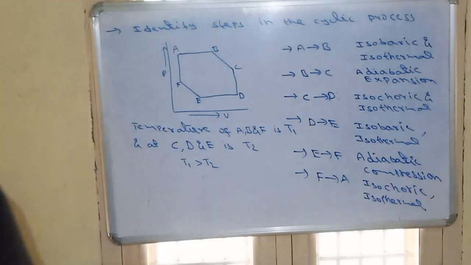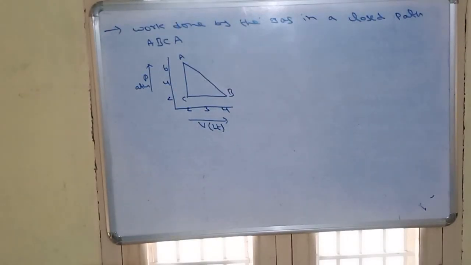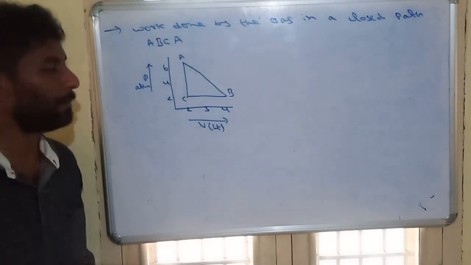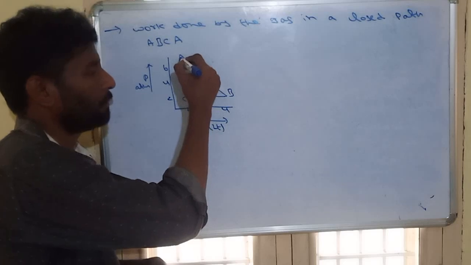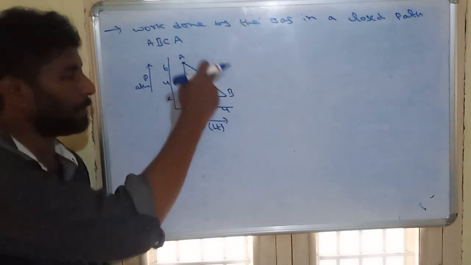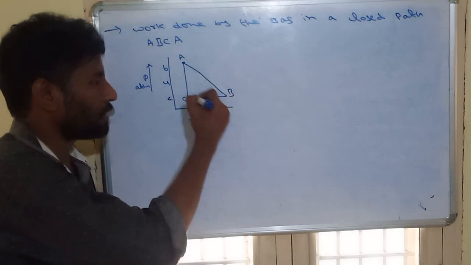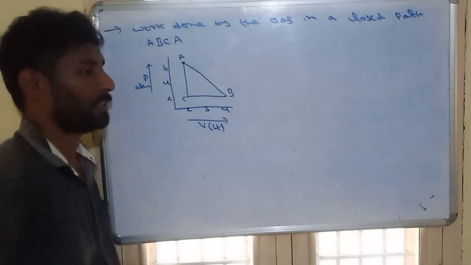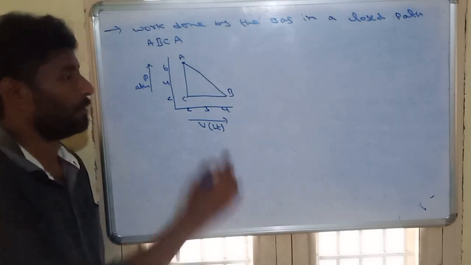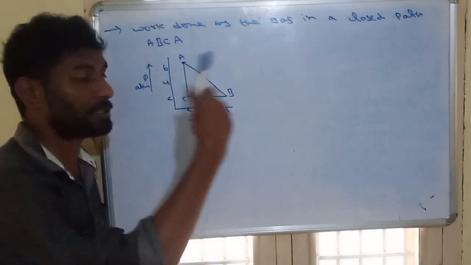See another example. The question: work done by the gas in a closed path of ABCA. The system is transferring from A to B, B to C, C to A. So it is a cyclic process. The system is returning to its original state. Whenever it is returning to its original state, that is called a cyclic process. In a cyclic process, state function values like initial temperature and final temperature are the same. So it does not depend on path. That's why that is a state function.